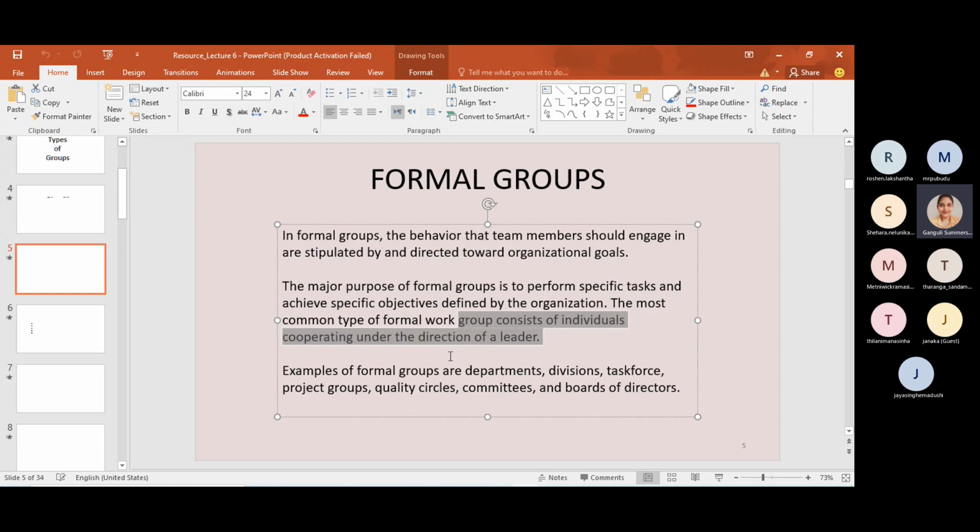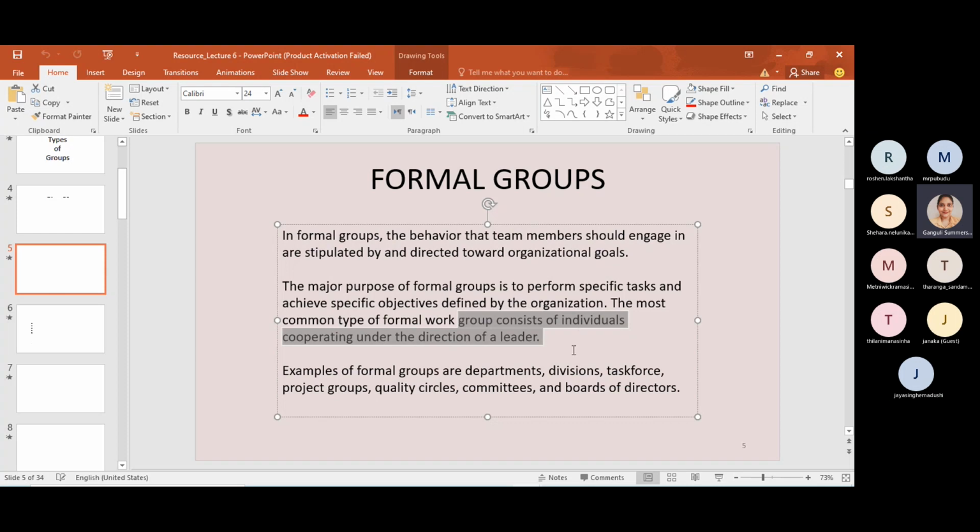Okay, so when a group of people is working under the direction of a leader or a manager or a supervisor, that can be considered a formal group. Because when a group works under a leader or a manager, there are specific tasks to perform, and these tasks are defined by the organization.